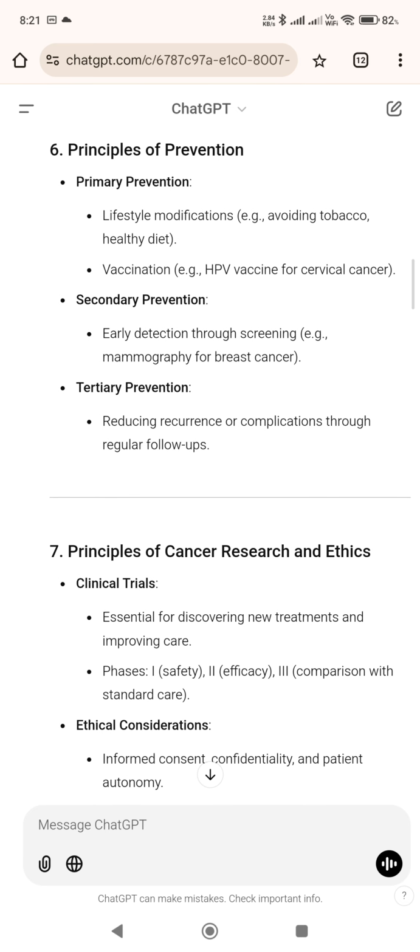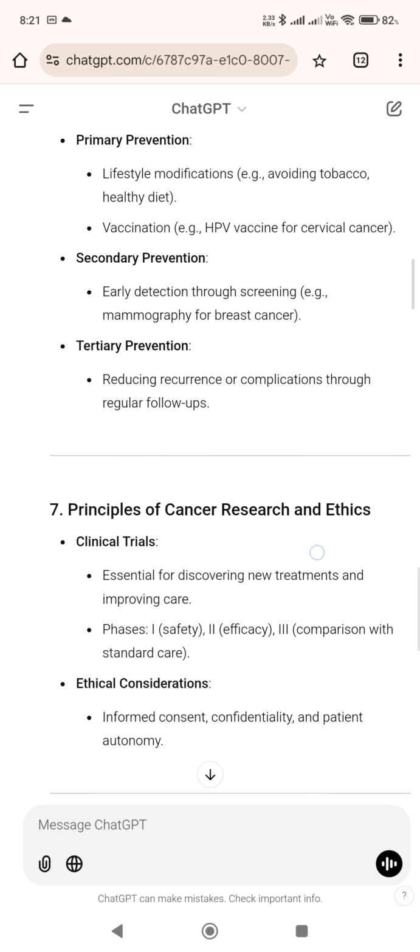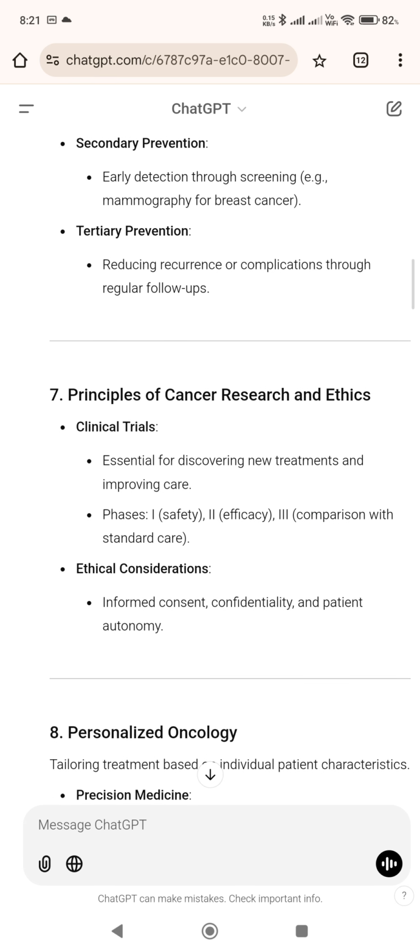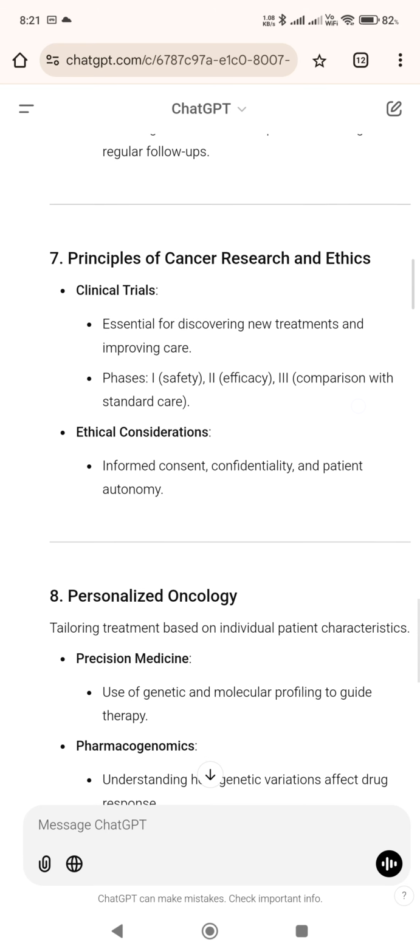6. Principles of prevention. Primary prevention, lifestyle modifications, e.g. avoiding tobacco, healthy diet. Vaccination, e.g. HPV vaccine for cervical cancer. Secondary prevention, early detection through screening, e.g. mammography for breast cancer. Tertiary prevention, reducing recurrence or complications through regular follow-ups.